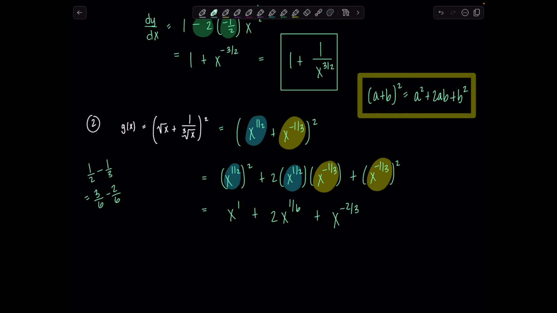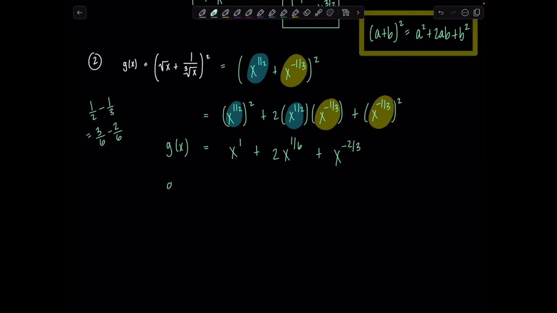Good? I've done no calculus. This is just g of x still. Now let's take the derivative. It's in derivative-friendly format. So g prime of x, derivative of x to the first is just 1. Plus, this is going to be 2 times 1/6 x to the, you always subtract 1 to get the new exponent. So 1/6 minus 1 is negative 5/6. Plus, this is negative 2/3 x to the negative 2/3 minus 1. So negative 2/3 minus 3/3, negative 5/3.